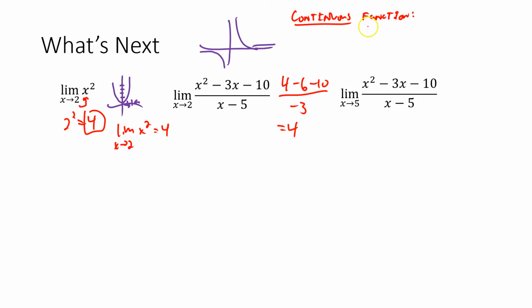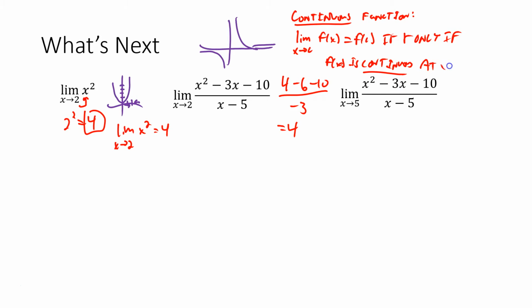So the way that we talk about a continuous function is we say, I just wanted to make sure I define it the same way that it is on your packet. So it would say the limit as x approaches c of f of x is equal to f of c if and only if f of x is continuous at x equals c. Okay. So let's break that down a little bit.